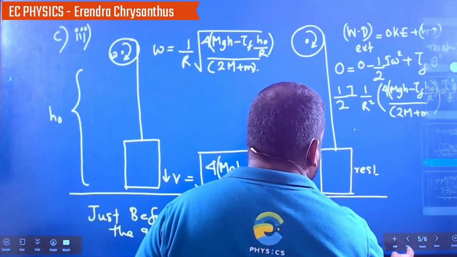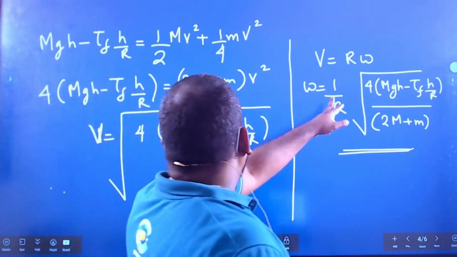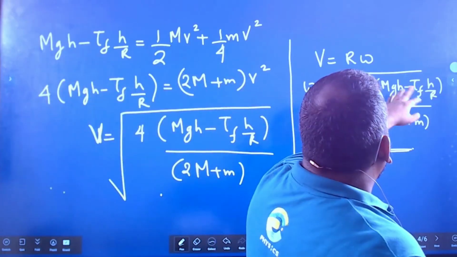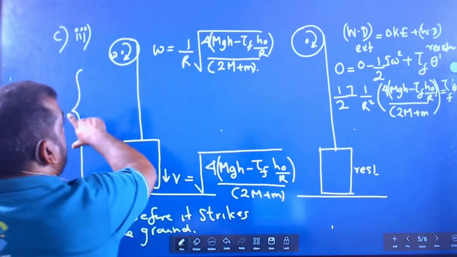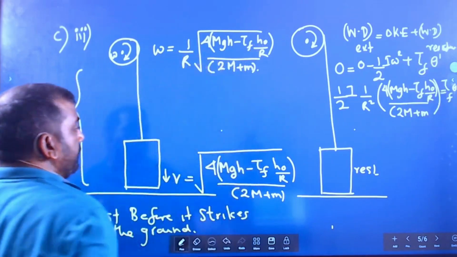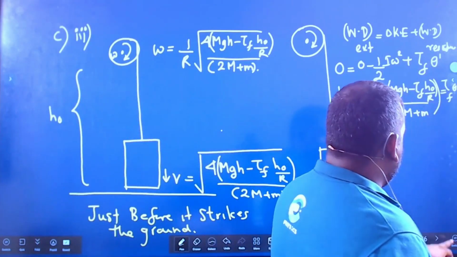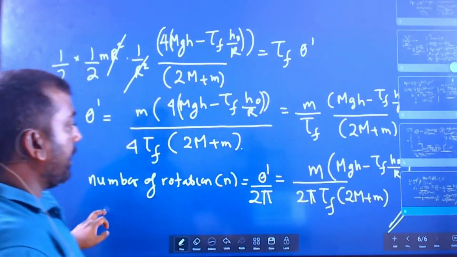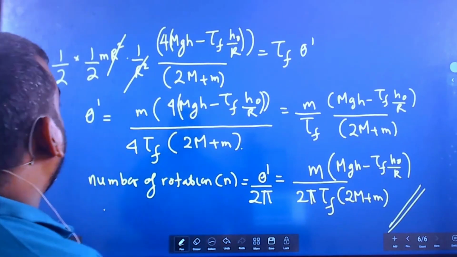So again, step by step, be careful. Here the 4 is coming out. Multiply by 4, 4 is coming out. Omega found. Once you know omega, for h naught you can substitute. Remember the 4 is outside. Then simplify, and you can get the number of rotations taking place. Right. Then what?